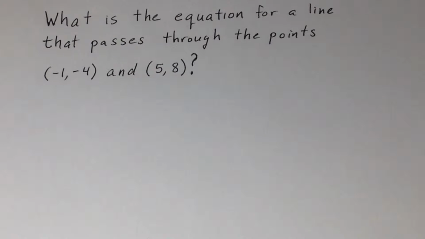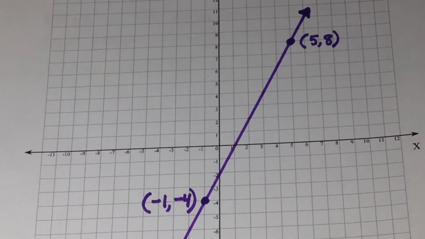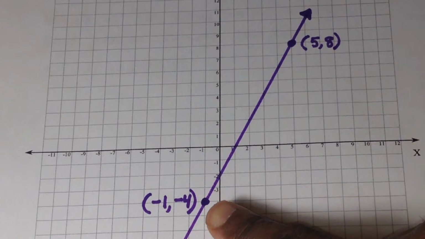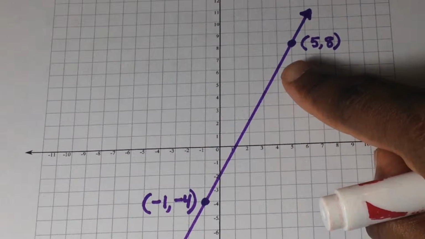So today's question is, what is the equation for a line that passes through the points -1, -4, and 5, 8? Well, first thing we want to do is give a visual so we can see what this is talking about. Here's the line, and as you can see, this line is passing through -1, -4, and 5, 8.